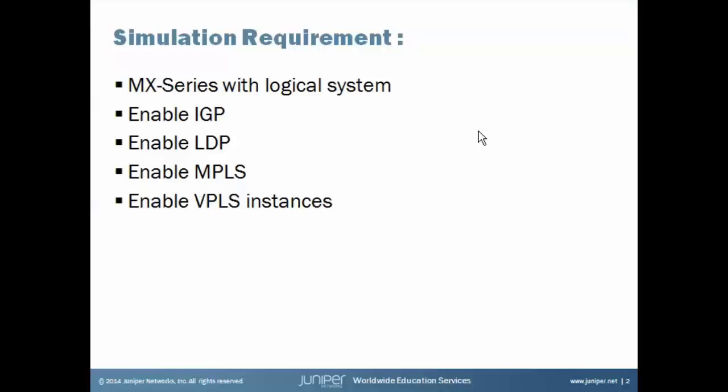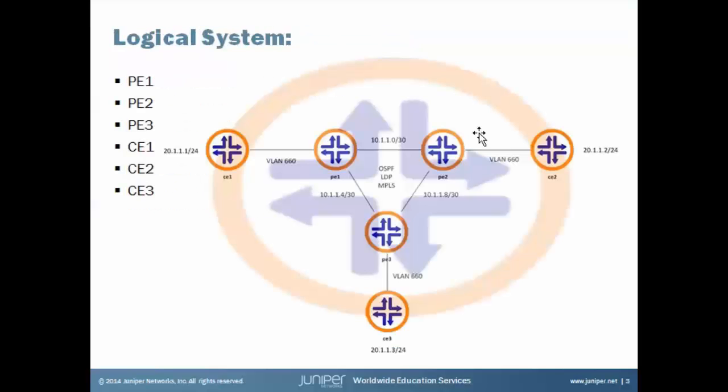The simulation requirement consists of an MX series with logical systems: enable the IGP, enable LDP, enable MPLS and enable the VPLS instance. The logical system consists of 6 nodes, PE1, PE2 and PE3, and then CE1, CE2 and CE3. CE1 is connected to PE1, PE1 is connected to PE2 and PE3, CE2 is connected to PE2, and CE3 is connected to PE3. They are using VLAN 660 here.